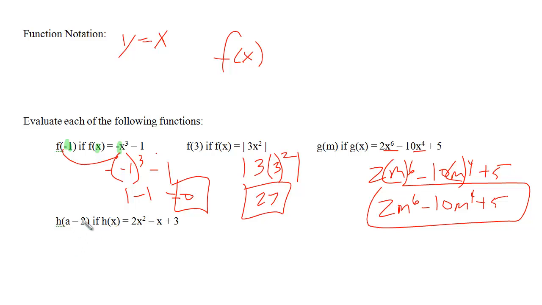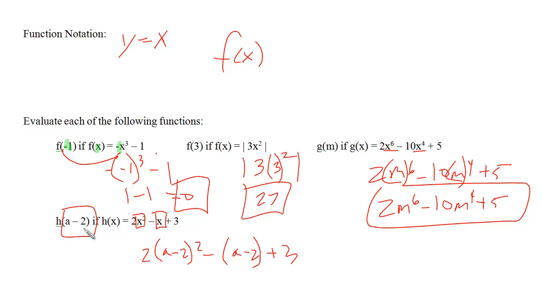And then in this case, h of the quantity a minus 2, if h of x is equal to 2x squared minus x plus 3, we do the exact same thing. It's no different wherever I see x in here. So you can put boxes around them. I just take what's in this box and replace these boxes with that. So I have 2 times a minus 2 squared minus a minus 2 plus 3.